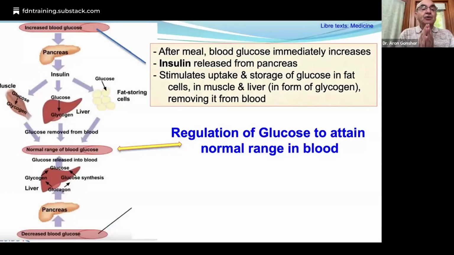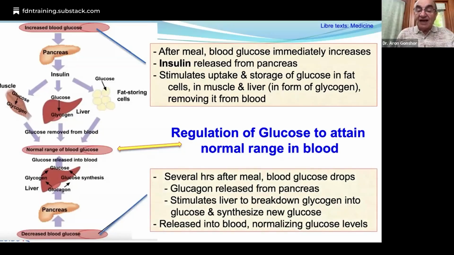So, just to remind everyone the way it works, after a meal, blood glucose immediately increases. Insulin gets released very quickly from the pancreas. And what does it do? It stimulates the uptake and the storage of glucose in fat cells, muscle cells, the liver, and that is in the form of glycogen. And in that way, it removes it from the blood. So insulin is allowing glucose to enter cells and the liver, etc., and it gets it out of the blood.